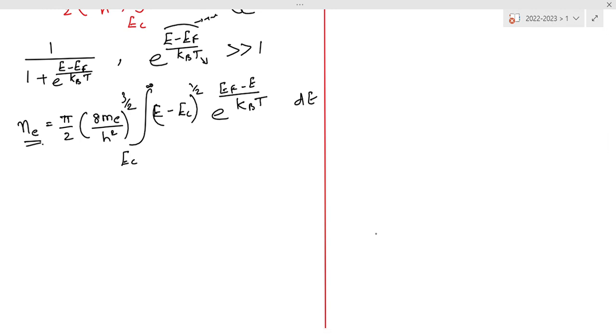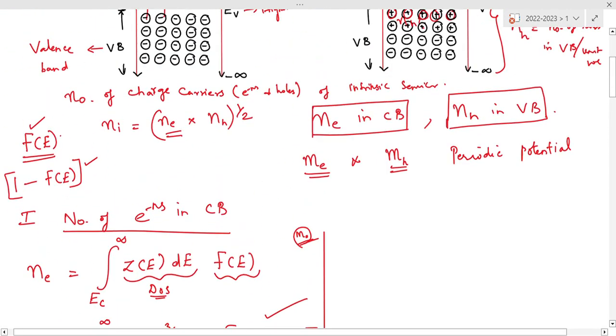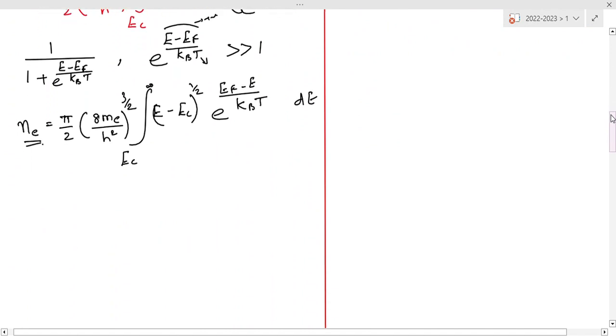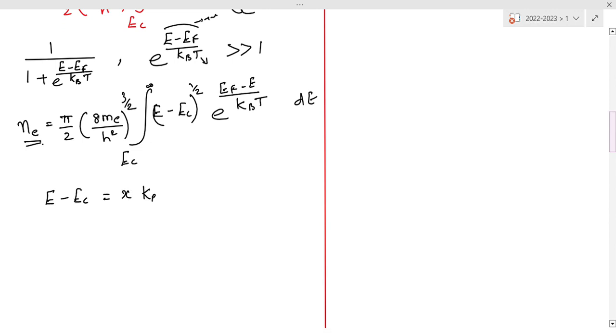Now, all these energy levels E, EC, EF and the difference in energy, everything is inside the intrinsic semiconductor. So the usual unknown parameter should be taken into consideration for this. We told that E minus EC is equal to x kBT as a generalized form. So here I am going to consider E minus EC is equal to x kBT.